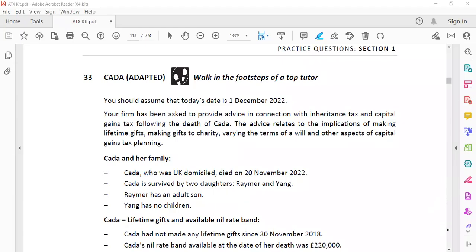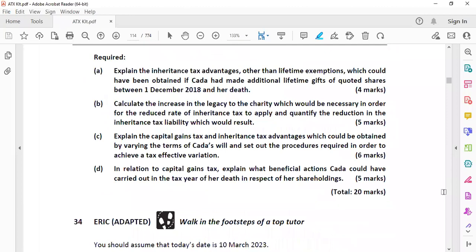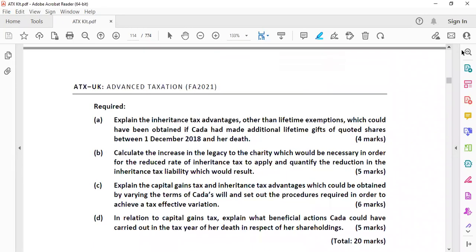Now, first of all, the requirements that we have to solve: the first requirement is about IHT, the second requirement is also about IHT, the third requirement is about CGT and IHT, and the fourth requirement is about CGT. So it's a good question. It's a combination of both IHT and CGT, and there's a very high likelihood of such a question, a combination of IHT and CGT, in the exam.